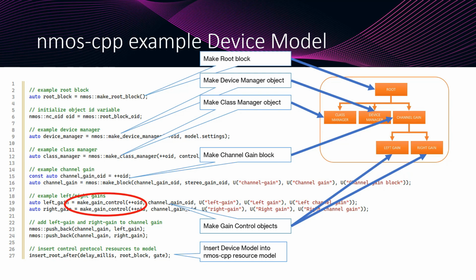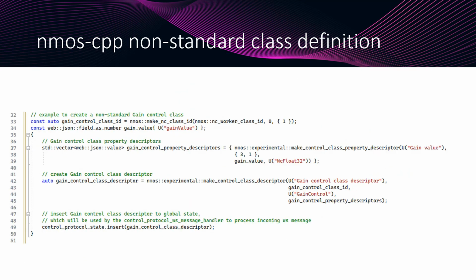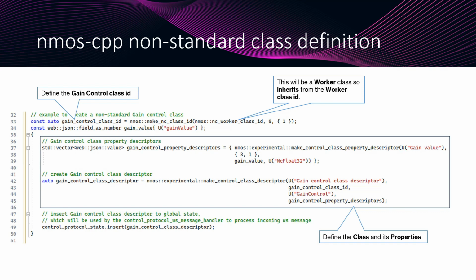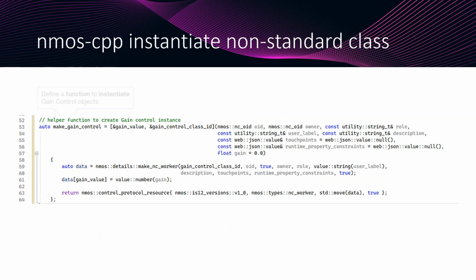Let's expand on that user-defined helper function. When we define a user-defined non-standard class, we first need to define the class descriptor. First, we define a class ID, and because this is going to be a worker class, we inherit from the worker class ID. Next, we define the class descriptor and its properties, and we insert the class descriptor into the framework. Now we've defined the class, we need a function to instantiate it.